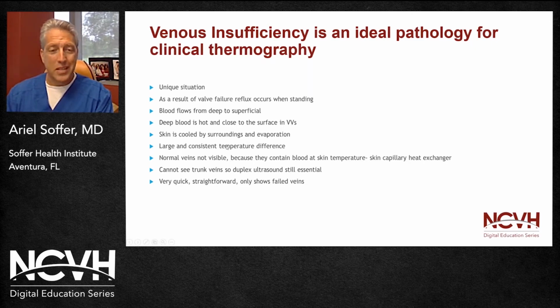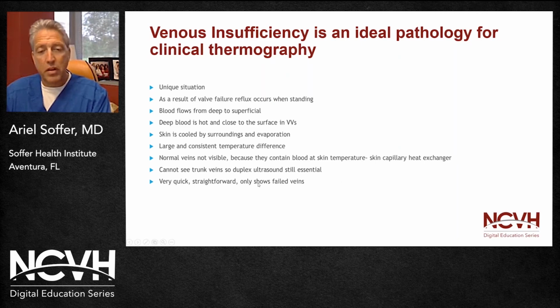So this large and consistent temperature difference we were able to exploit, and we could see that there was a real difference between veins that were leaking core blood, or venous insufficiency, and those that were not. Those were just veins that happened to be visible but were not leaking in any way, shape, or form. So this was a really cool development. You cannot see trunk veins, however, so duplex ultrasound is still essential, and we still recommend it on all patients.